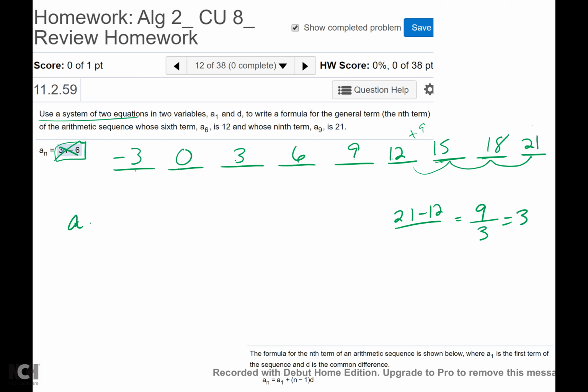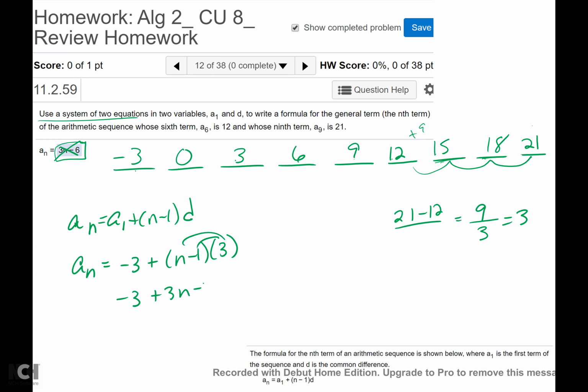So my general formula, a sub n equals a sub 1 plus n minus 1 d. My formula will be negative 3 plus n minus 1, and my common difference is 3. So now I have negative 3 plus 3n minus 3, which gives me 3n minus 6. There's my general term.